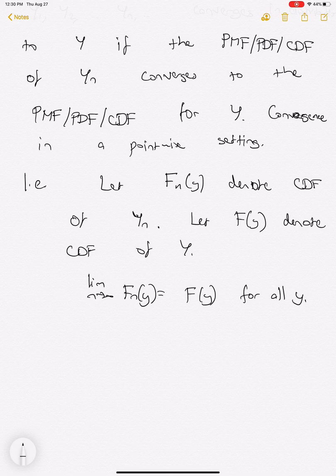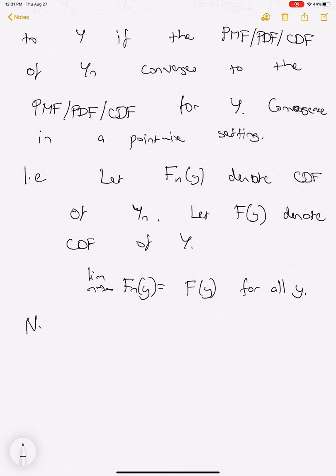So here we're talking about convergence of one real function to another real function. I'm using the CDF here, but you could use the PMF or the PDF. I'm using the CDF just because it applies to both continuous and discrete random variables. We're saying that if you look at the limit as n goes to infinity of the CDF of Yn evaluated at some real number y, that's going to be the same as the CDF at that value y. So this is what I mean by pointwise convergence.